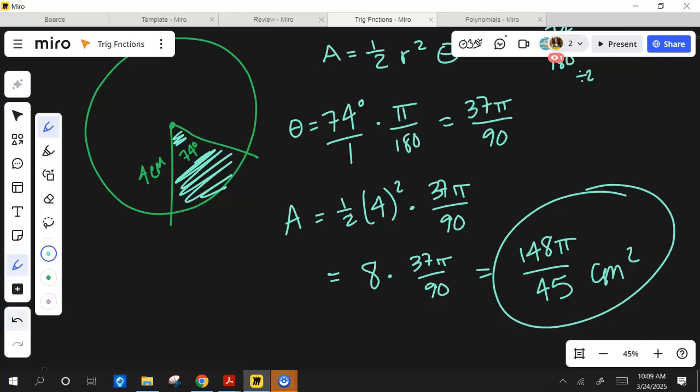Because exponents come before multiplication in order of operations. This is on your calculator: do 8 times 37 divided by 90, and then do math, enter to get a fraction.